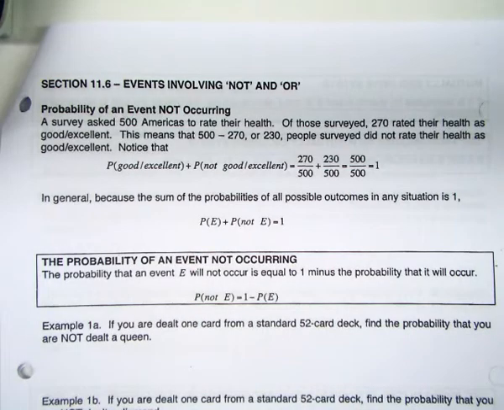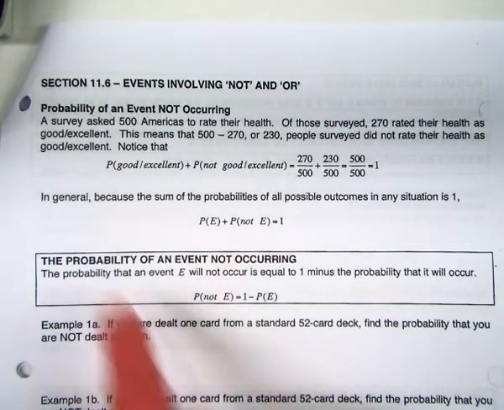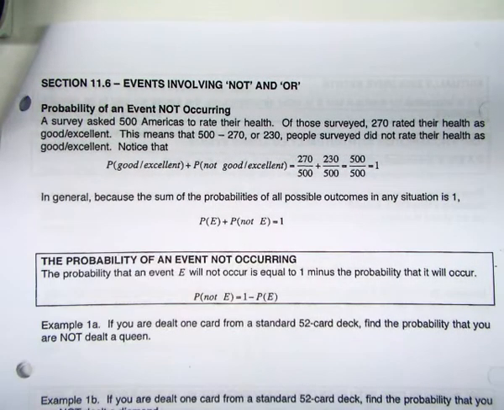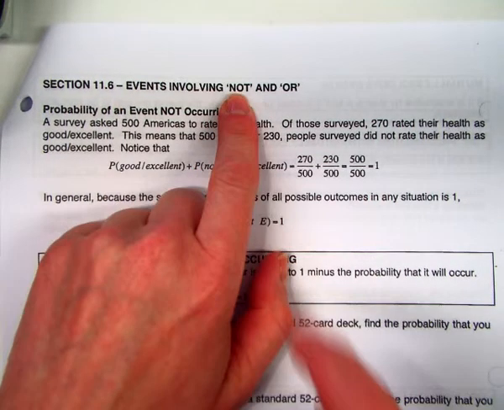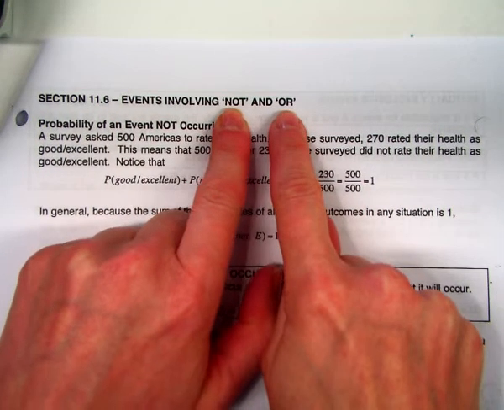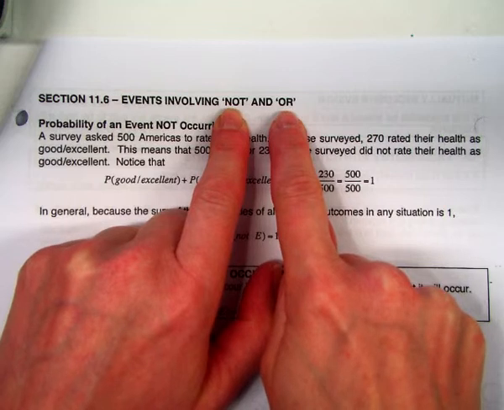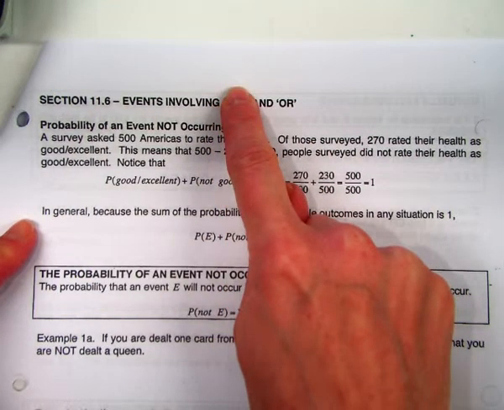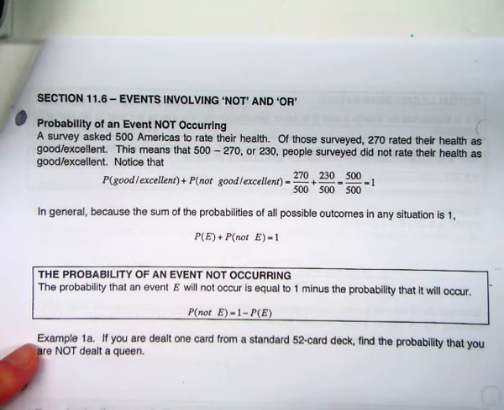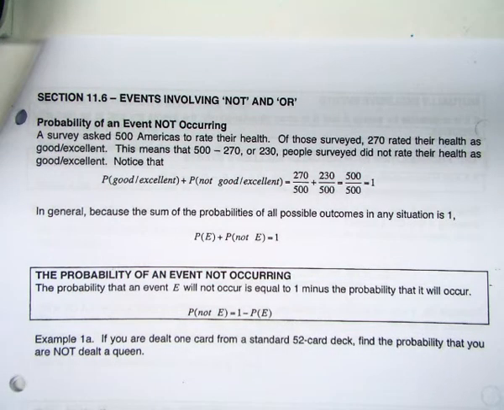And in your notes packet, please go to page 15, which is section 11.6, and events involving not and or. Those are the two that we're going to focus on today. So the question that I was asking you, not, we're actually going to jump into the example and I'll show you two ways to do it and then I'll explain this formula.